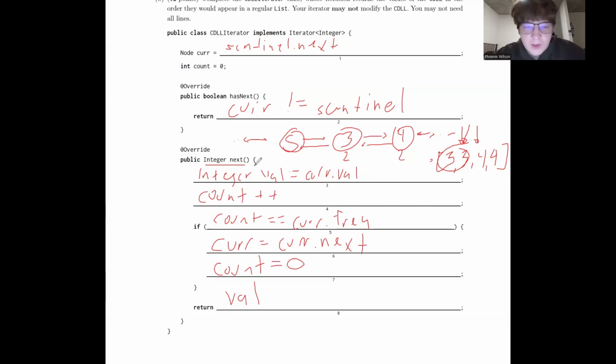If we walk through this code, the value we're getting out is equal to the current node's value. Say the current node is 3, so we set val to be equal to 3. We increment the count. If the count is ever equal to 2, we know that we've exhausted all such 3s in the underlying list, which means we need to move on to the next node in the CDLL, reset the count, and then return that last 3 in this list.